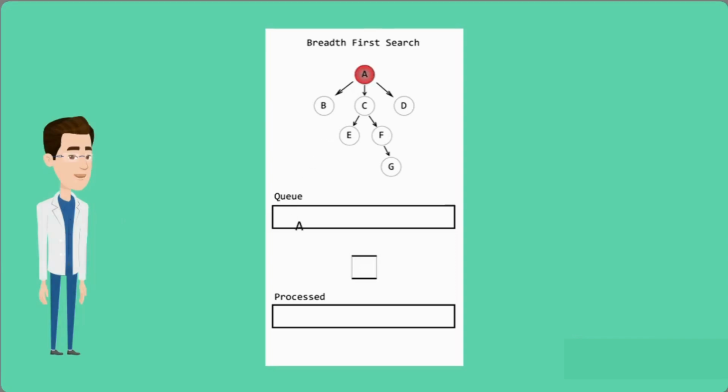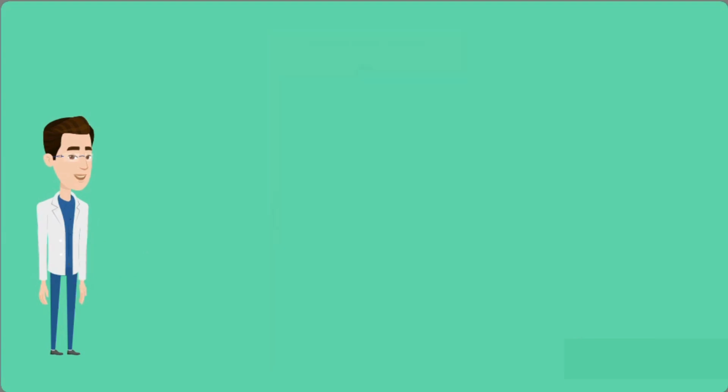BFS is a graph traversal algorithm that explores nodes level by level using a queue. Starting at a node, it processes all its neighbors before moving deeper. For example, starting at node A, it enqueues and processes it, and then enqueues its unvisited neighbors, B, C, D. This process continues until all nodes are visited. BFS is useful for finding the shortest path in unweighted graphs, ensuring nodes are processed in the correct order.